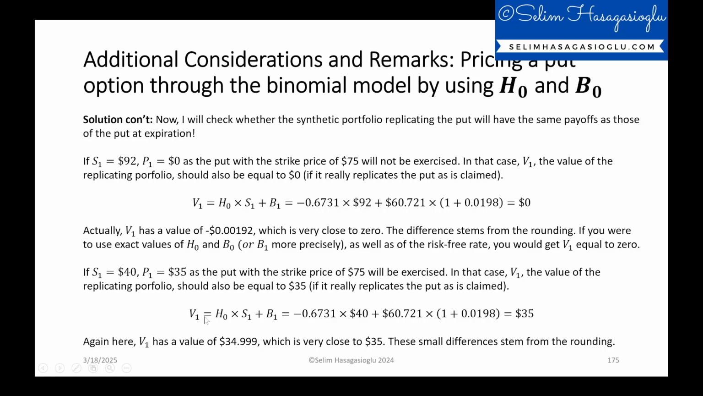So V1 equal to H0 multiplied by S1 plus B1. Again, the same formula we used for the upper boundary scenario. So H0 was already calculated, multiplied by S1 minus $40. B1 will be B0 multiplied by the future value factor. Again, here V1 has a value of $34.999, which is very close to 35. These small differences stem from the rounding.